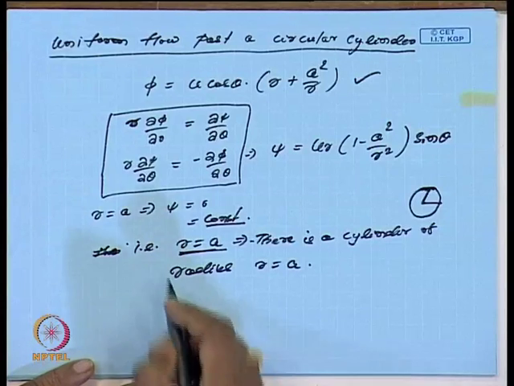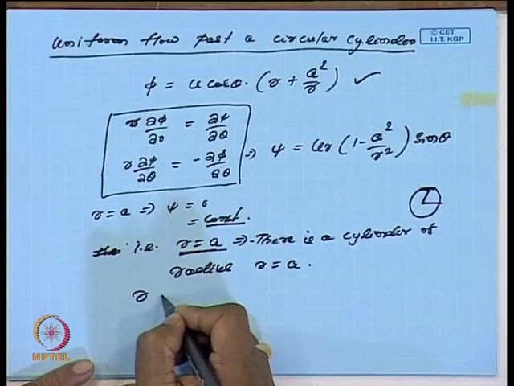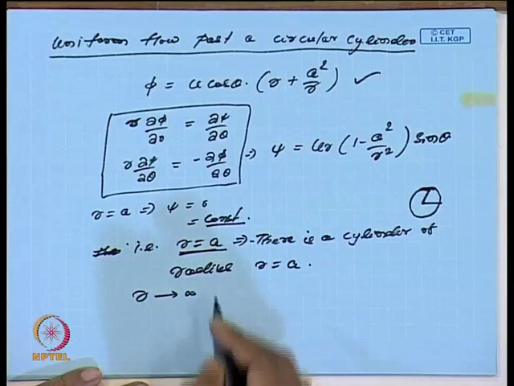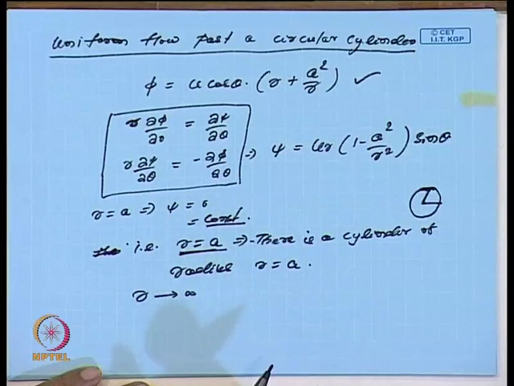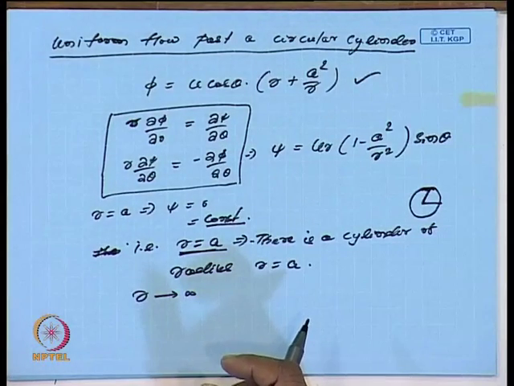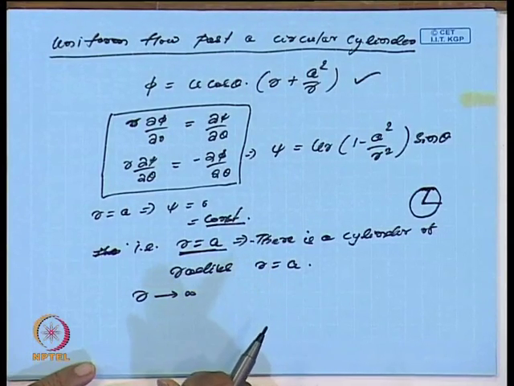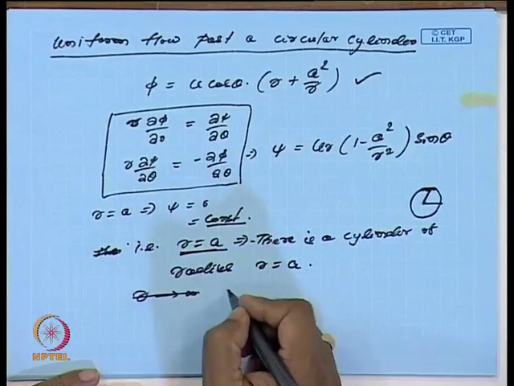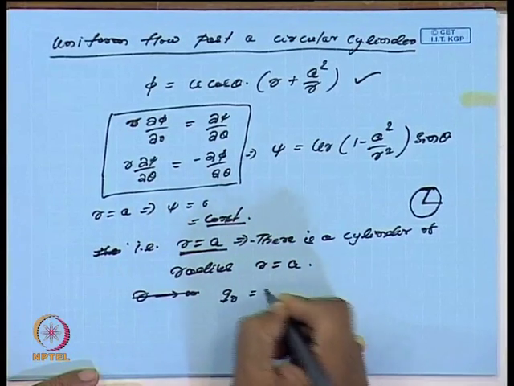Now, what will happen when r tends to infinity? What will happen to my flow? What will happen to del psi by? Okay, I will come to this. Before going to this, let us calculate what is q r, the velocity in the radial direction.